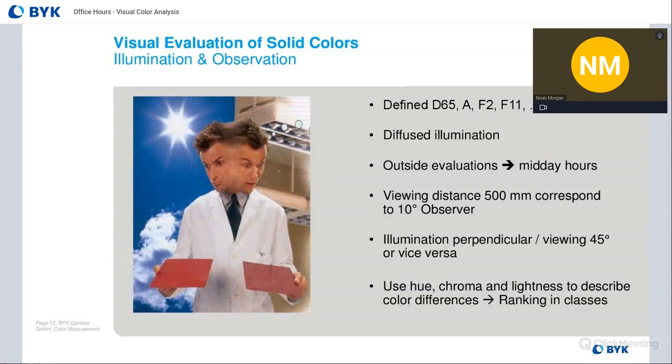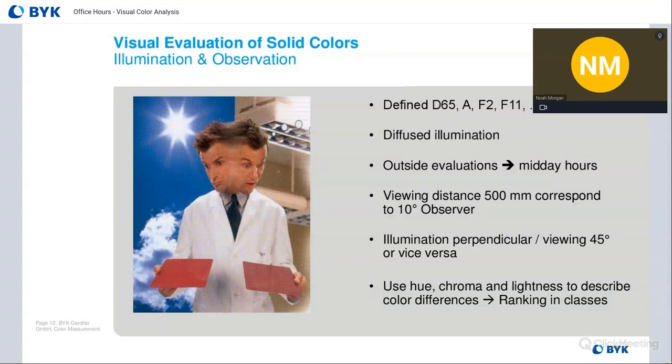If you're doing an outside evaluation, you want to do it in midday hours instead of doing it at noon or at dusk. A viewing distance of 500 millimeters, which corresponds to a 10-degree observer. So that's just saying 500 millimeters is around arm's length. You don't want to keep it real far away, because sometimes we're not able to distinguish colors when they're very far away versus when we're closer to them. And then you want to keep your illumination perpendicular to the viewing, 45 degrees or vice versa. So that 45-0 or 0-45 viewing angle.